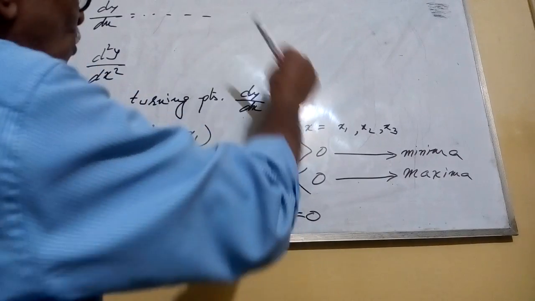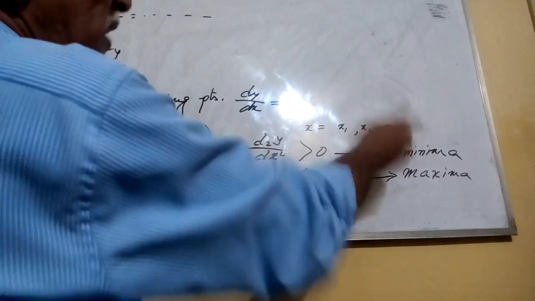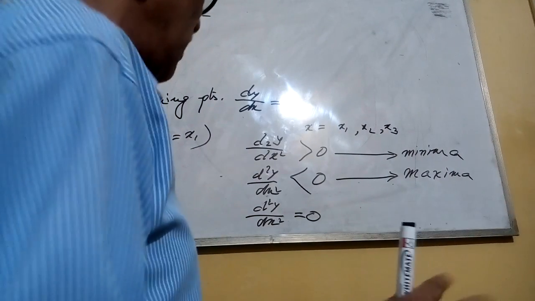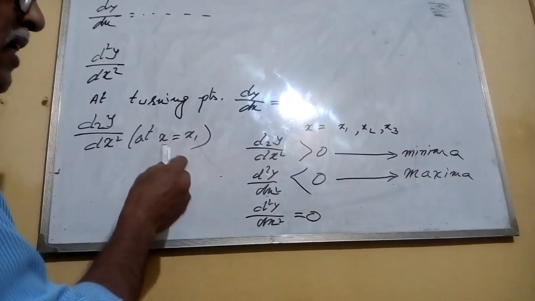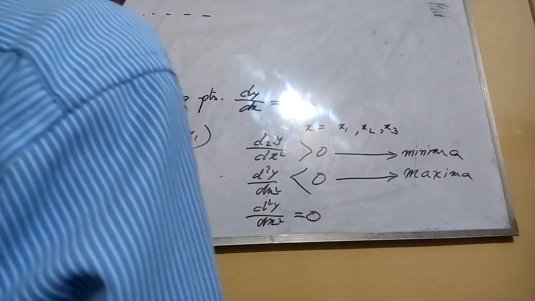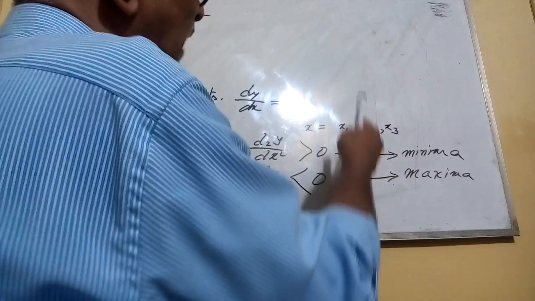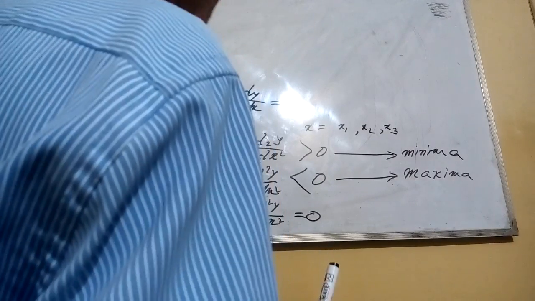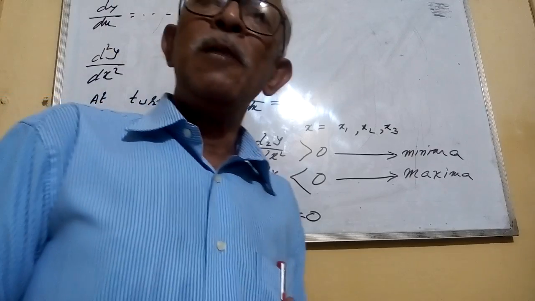By solving dy/dx equals 0, you will get different values of x, maybe one or more values of x. At those values of x, find the value of d2y/dx². If it is coming greater than 0, that value of x will give you the minimum value of y. If d2y/dx² is less than 0, then that value of x will give the maximum value of y. But if d2y/dx² equals 0, it will not give you maxima or minima.